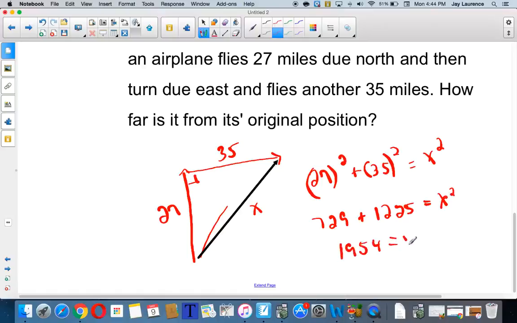All right, x squared. I take the square root of both sides. Okay, and so x is going to be approximately equal to 44 and 2/10, whatever the units might be. I guess it would be miles, right? The airplane hasn't flown 44 and 2/10 miles. The airplane is 44 and 2/10 miles away from its original position.